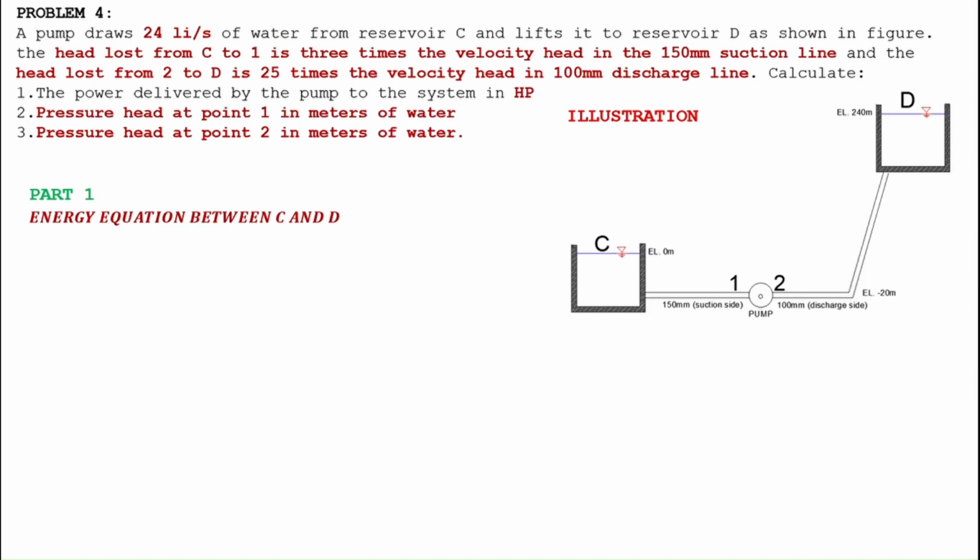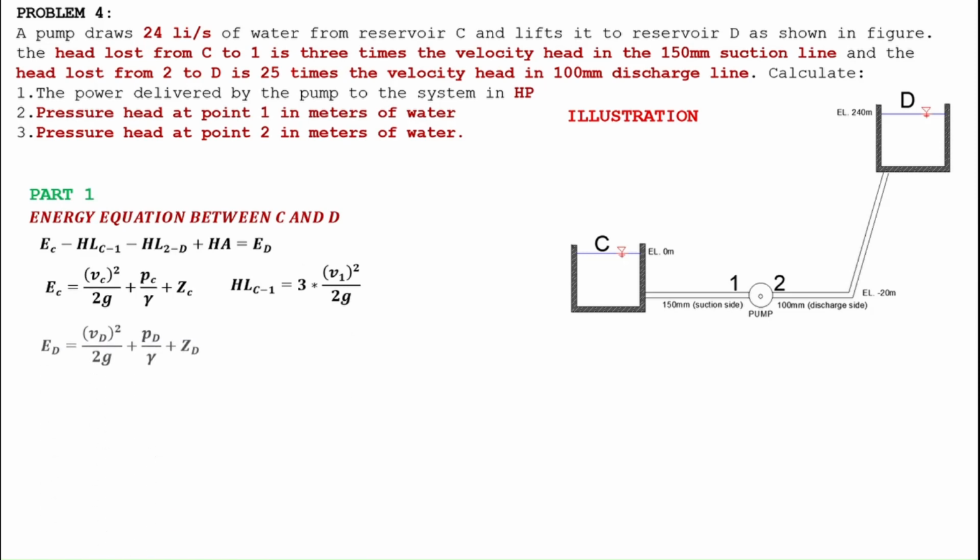We begin. Energy at C minus head loss from C to 1 minus head loss from 2 to D plus head added by the pump is equal to the energy at D. Energy equation, as we all know, is composed of the potential and kinetic energy head, namely, velocity head for kinetic, pressure head and elevation head for potential. Energy at C is equal to velocity head at C plus pressure head at C plus elevation head at C. Head loss from C to 1 as stated in the problem is thrice the velocity head at the 150 mm suction line, or the velocity head 1.